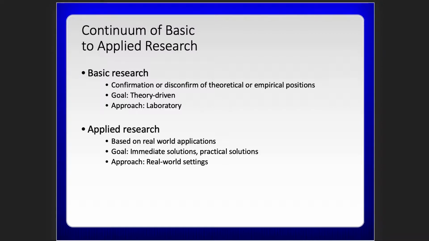So the basic research, we have confirmation or disconfirmation of theoretical or empirical positions. So the goal here is theory driven. You're trying to come up with either a theory or hypothesis is really what you're looking at. You have some idea of, let's see what happens when we do this, or let's see what happens when we change this. And we have an idea of what might happen, and we're going to test that, and we're going to try to prove it wrong, basically, is what we're trying to do. But if it happens to be correct, fantastic. Now, the approach to this is stringent testing procedures in a laboratory.